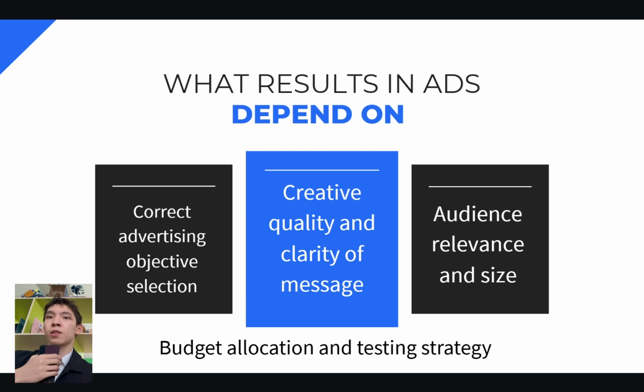The second factor is creative quality. It includes both visuals and messages, and the message should be clear, because users decide in seconds whether they care or not. If the ad doesn't catch attention initially or communicate value clearly, then people just scroll past it. Audience relevance also matters. Even the best ad won't perform well if it's shown to the wrong people.